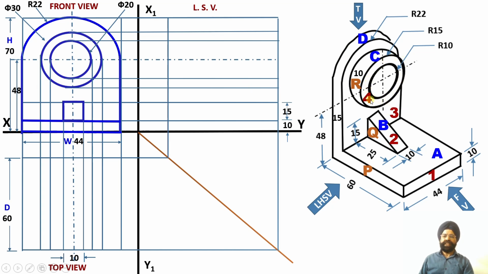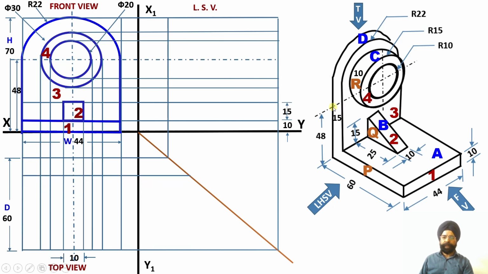So again, surface 4 is true shape, surface 3 is true shape, surface 1 is true shape, and surface number 2 is apparent shape. So surfaces 1, 3 and 4 happen to be true shape. Surface 2 happens to be apparent shape. Now the front view has been completed. Now we are going to move on to the top view.